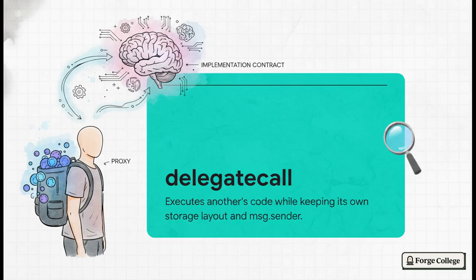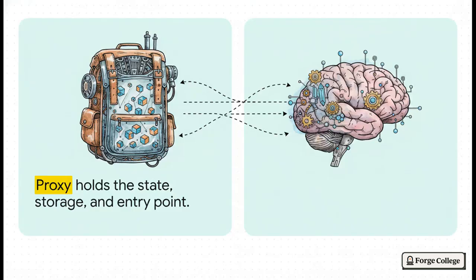I actually like to think of it like a body borrowing a brain. The brain, which is our implementation contract, does all the brilliant thinking and calculating, but the body's backpack, the proxy, is the one that actually gets filled with the data. Visually splitting the responsibilities on our blueprint, the proxy contract holds the state, the storage, and the entry point. It's our permanent body. Meanwhile, the implementation contract holds the stateless logic functions. It's the swappable brain. Understanding this exact split is literally the foundation of everything we're doing today.